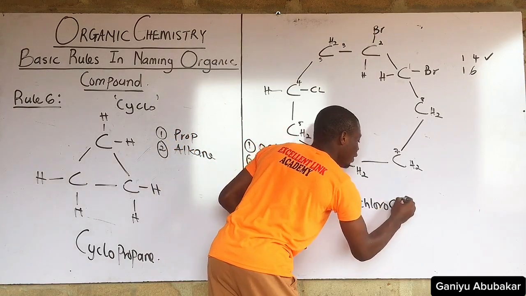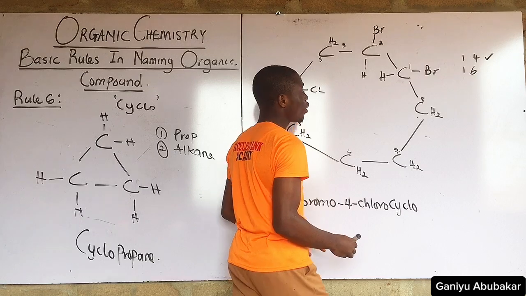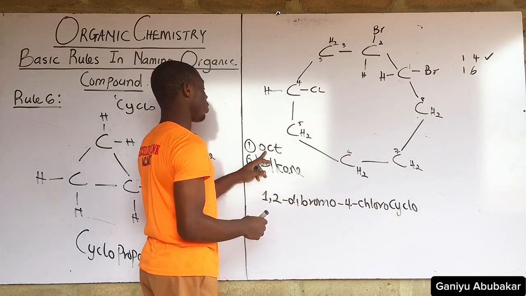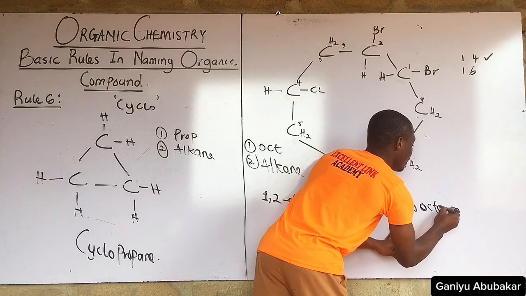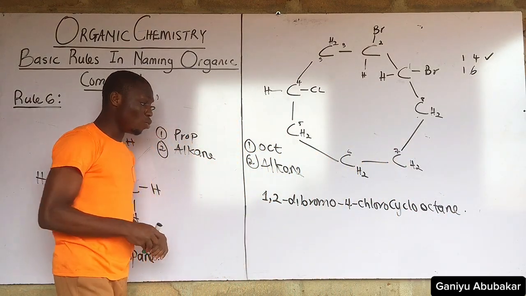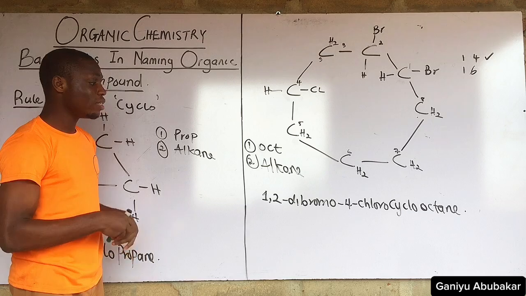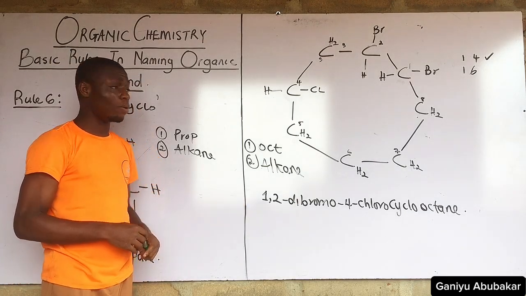Next up, this is a ring form. That becomes cyclo, cyclooctane. Octane. So this compound is called 1,2-dibromo-4-chlorocyclooctane. That's the name of this compound.